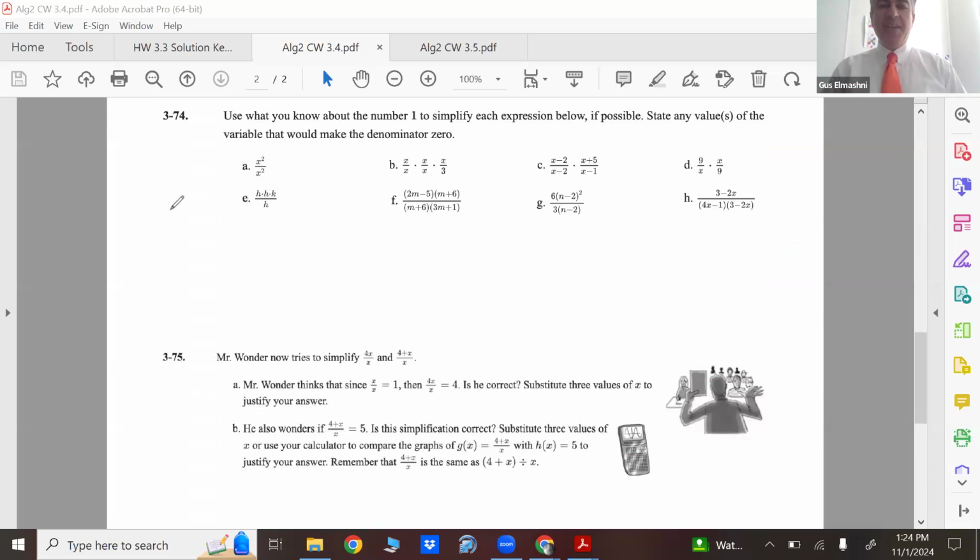All right. 74. Okay, again, pretty straightforward stuff. Let's do two kind of the easier ones. I think they're all pretty easy actually. But what do you think A is going to be? Yeah, just cancel. How about D? Nine x over 9x, which is what? Which is still 1.